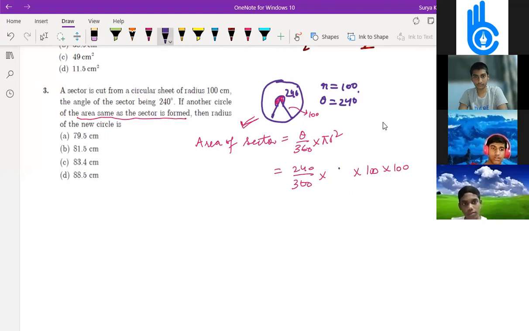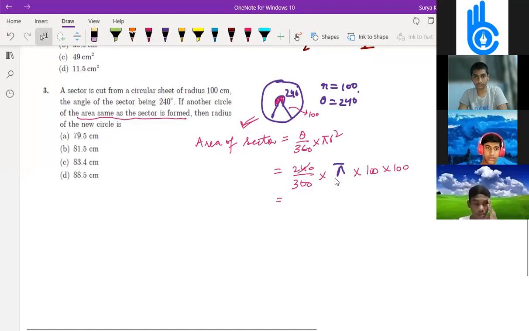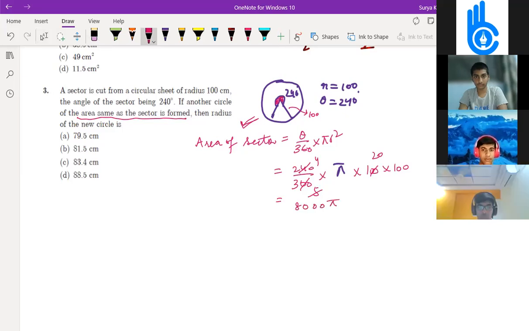After this, what should you do? Just multiply it and you will get the area of the sector. 6 4s are 24, 4 by 5, and 5 20s, so 2 4s are 8, 8 followed by 3000, 8000 pi. After this, hence the area of the circle pi r square equals 8000 pi, so r square equals 8000.